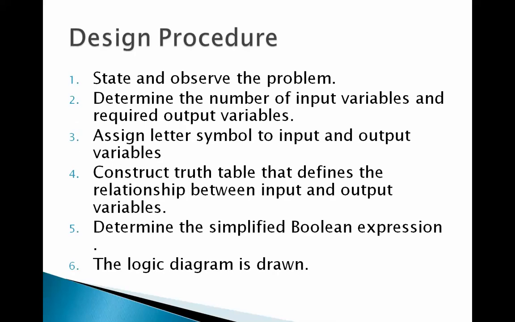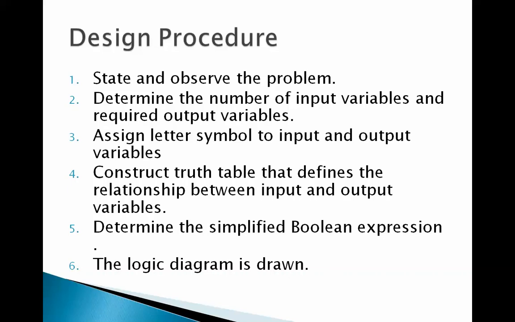Now the main thing is how we design a combinational logic circuit. There are various steps to design one. The first thing we have to do is state and observe the problem. We are given a certain problem, and we observe it so that we can decide how we can minimize it, how we can implement the truth table for the particular problem, and what the number of inputs and outputs involved will be. All these things we have to decide.